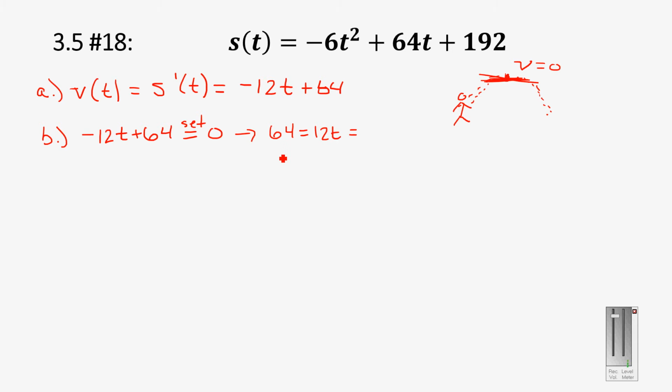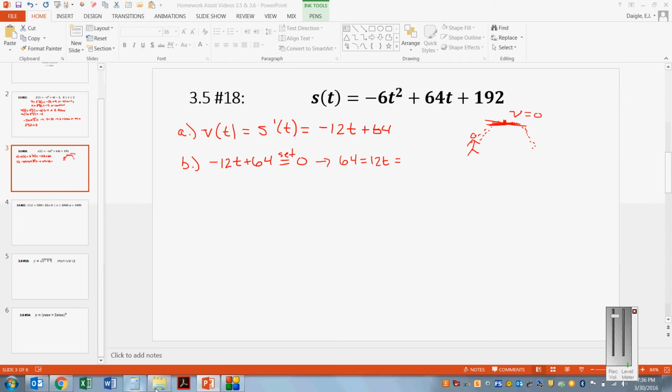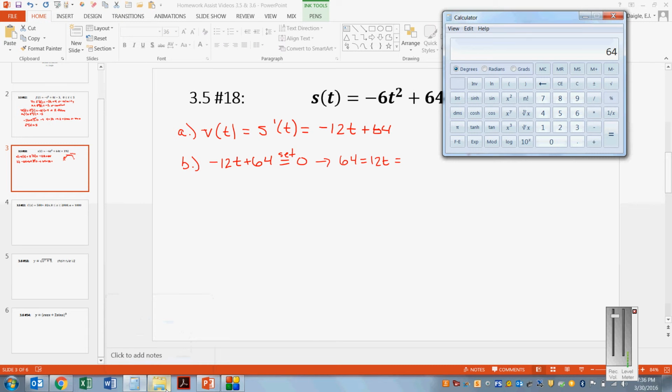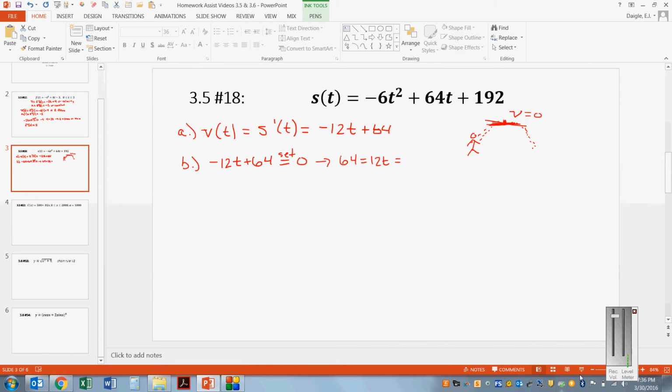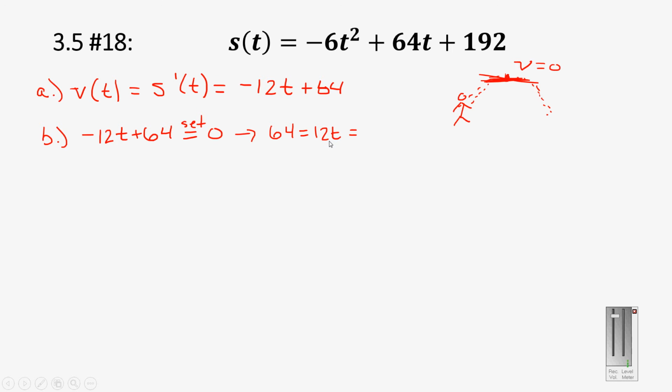let's see here. I could probably jump out of here real quick and grab a calculator, keep my annotations here. 64 divided by 12. Yeah, there we go, 5.33. All right, go back into my annotations here. So this is going to be at 5.33 seconds.